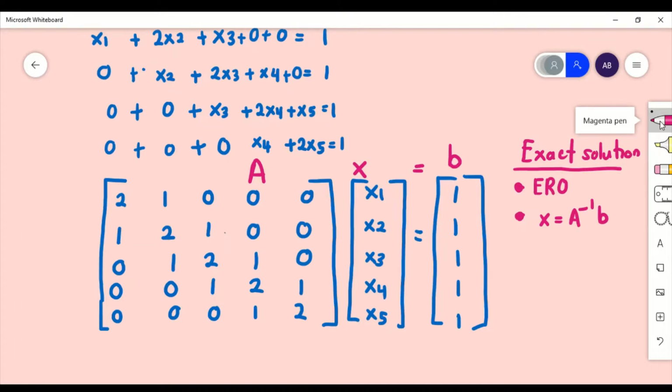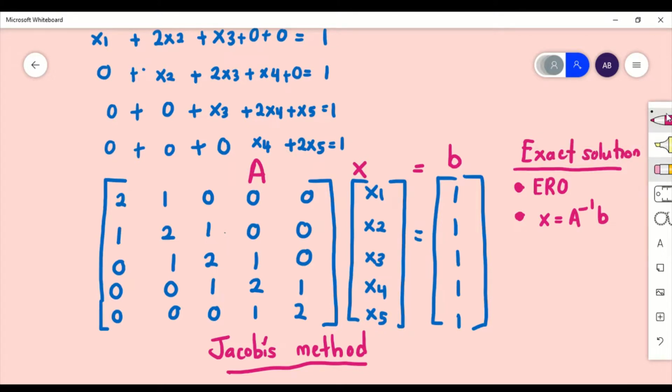But here, we want to solve this using a numerical method known as the Jacobi method. This is our goal today. I want to show you how to solve this system of linear equations using the Jacobi method.